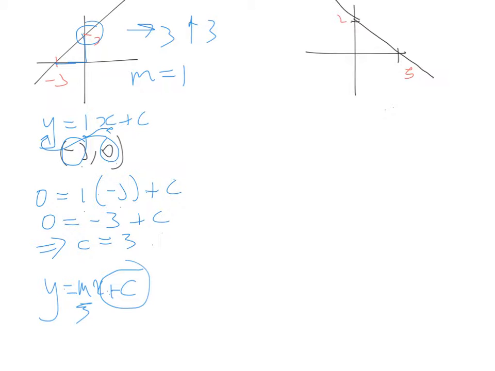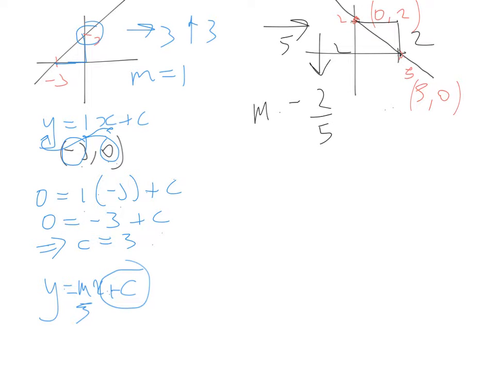Okay, let's see how that goes over here. So once again, we look at our gradient. We're going from 0 and 2 to 5 and 0. To get from the first point, we're going across 5. So our run is 5. We've gone 5 to the right, and we've gone 2 down, so it's -2. That's our value of m.